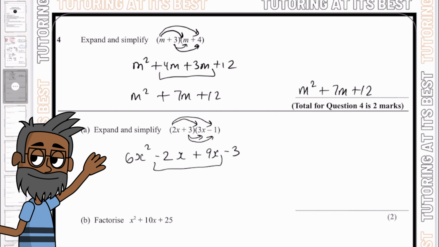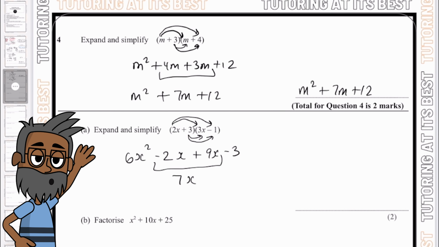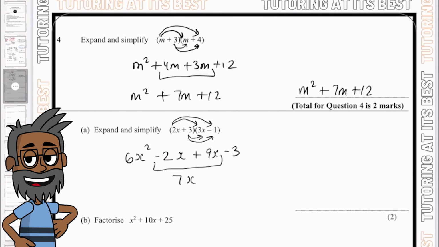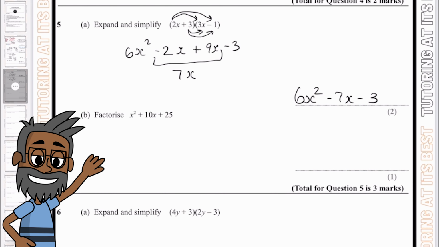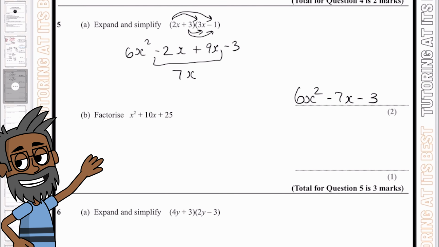Again, we have our like terms in the center here. And we can write down 7x as minus 2 plus 9 is 7. So let's write out 6x squared minus 7x minus 3. And there we are. Okay, back to our AC method here.